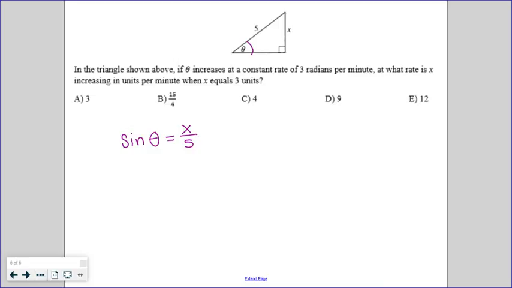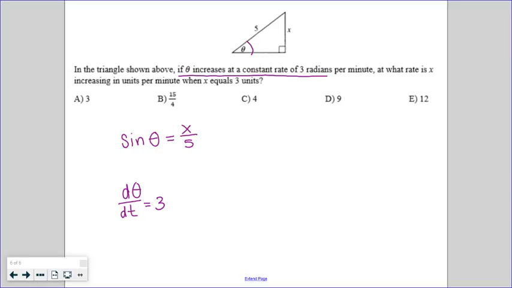And we are looking at, at what rate is x increasing in units per minute when x equals 3. So eventually on this, it does also tell us one other piece of information, and that is that if theta is increasing at a constant rate, so the change in theta increasing, so positive, of 3 radians per minute. So eventually we know that d theta dt is going to be 3.